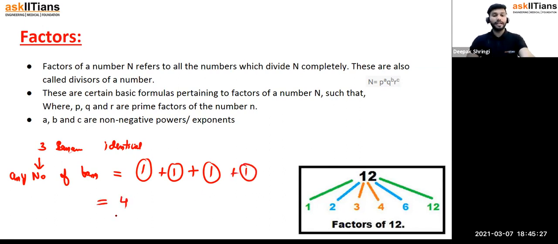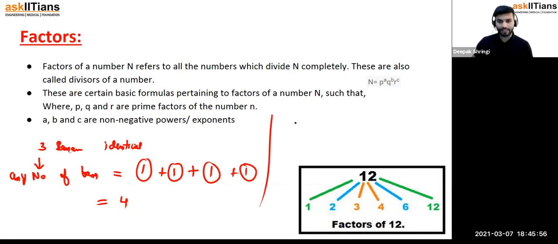Now try to understand. If there are 3 identical bananas, then any number of bananas can be picked in 4 ways. Getting my point? And I am telling you an important point, that all the bananas are identical. When all the bananas are identical, out of 3 bananas, you can pick any number of bananas in 4 ways, right? Now, guys, just understand this in another way.